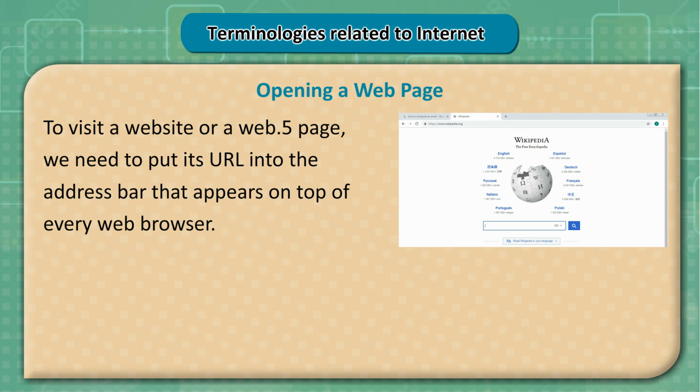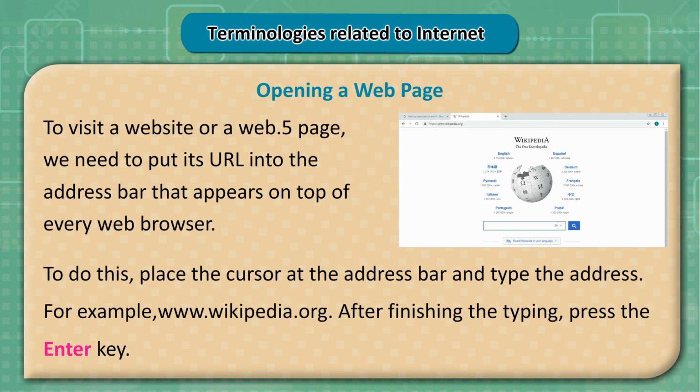Opening a web page. To visit a website or a web page, we need to put its URL into the address bar that appears on top of every web browser. To do this, place the cursor at the address bar and type the address. For example, www.wikipedia.org. After finishing the typing, press the Enter key.